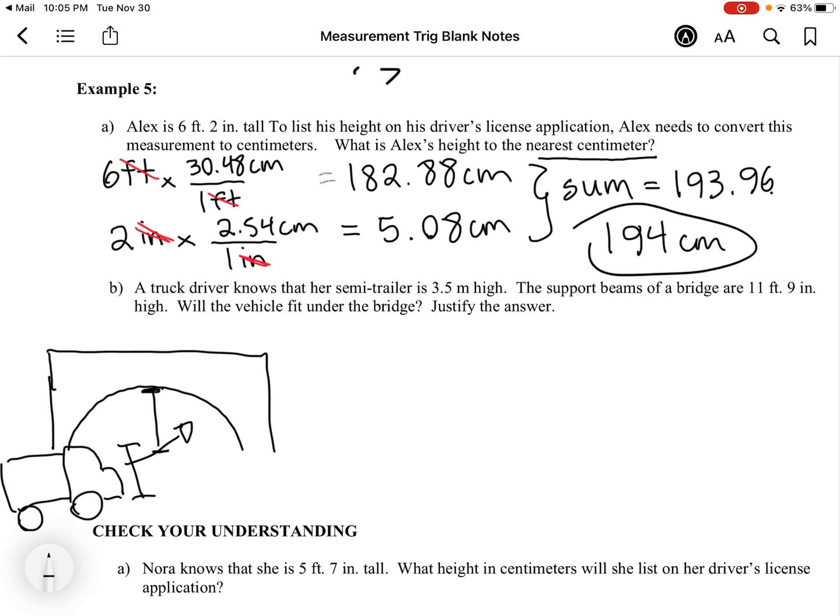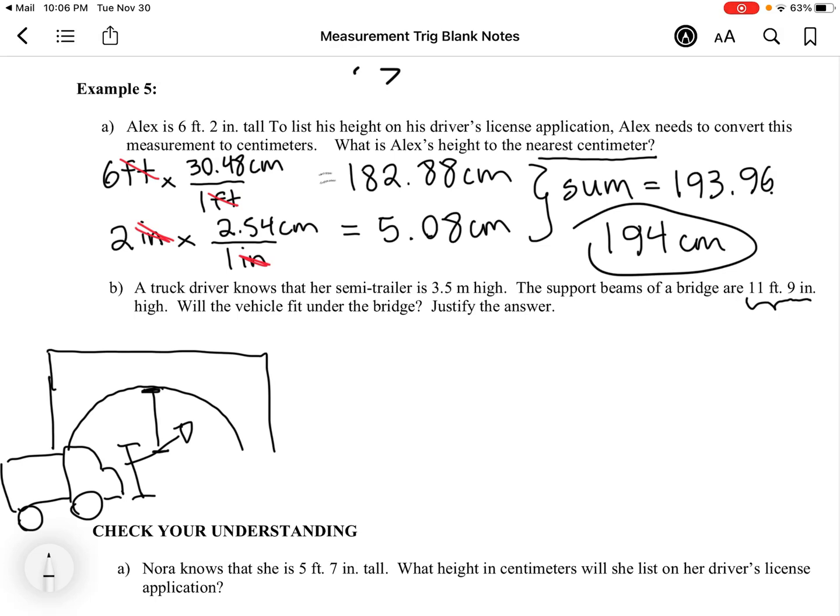Okay, so will the vehicle fit under the bridge? Again, we have to compare here. And the way to compare is to basically have the two values be in the same unit, right? Doesn't matter which one we choose. One thing that you could do, no matter what, which would be helpful, is to say, okay, 11 feet 9 inches, what would that be in feet? Because then you don't have to worry about converting the inches and feet. For the 3.5 meters, you have to worry about converting that into inches and feet.